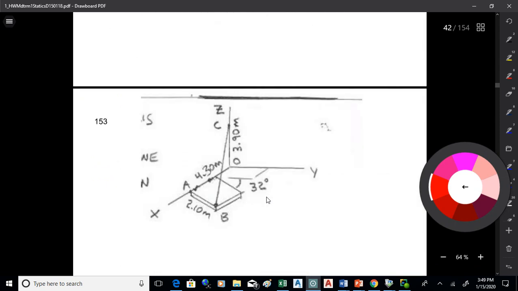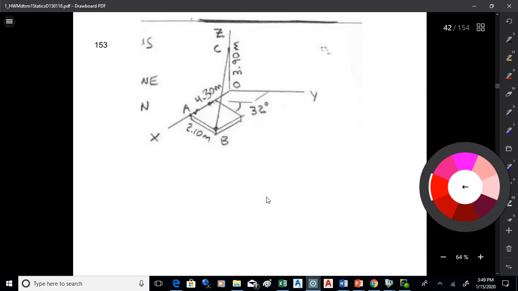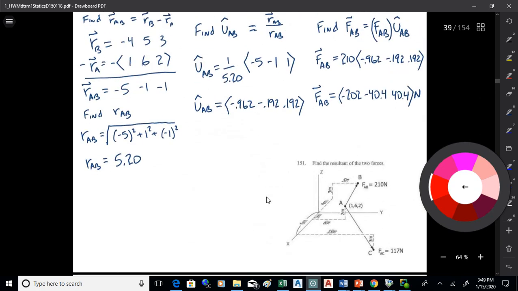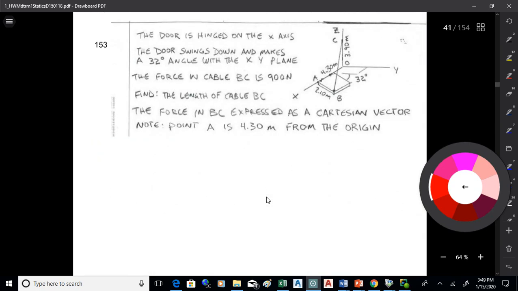All right. The next one there has a little bit of an extra thing in there. What we have is a door that's hinged on the x-axis and is angled down at 32 degrees.